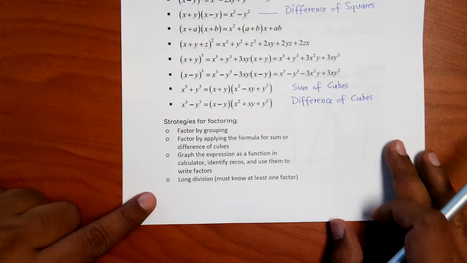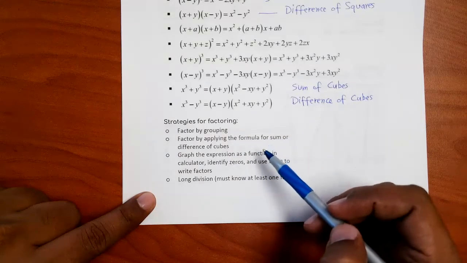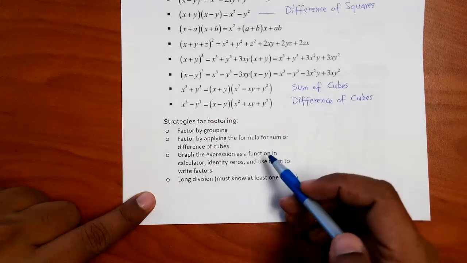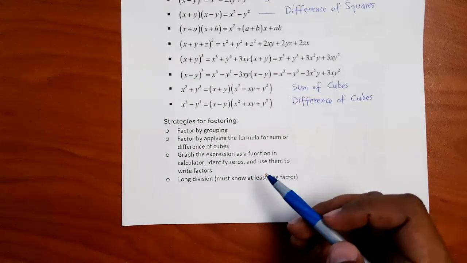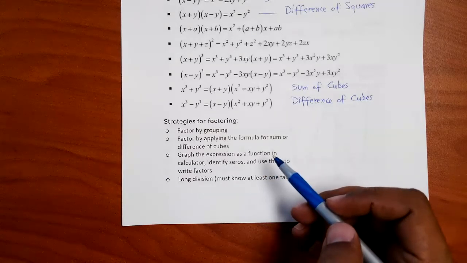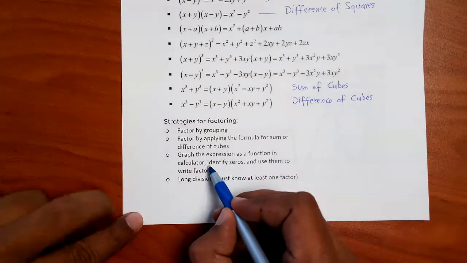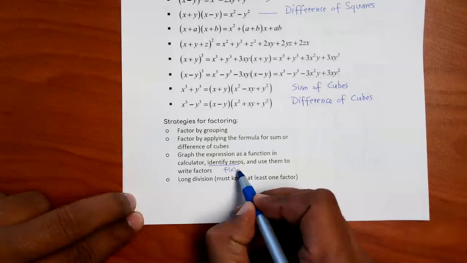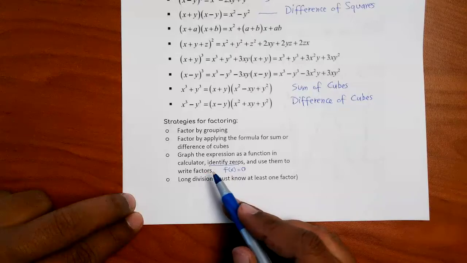Another way of factoring is through application of these formulas: sum of cubes, difference of cubes, or difference of squares. Using any of these polynomial identities, you can factor an expression. You can also graph an expression. If you have a polynomial of higher degree, 3 or 4 or even more, and you cannot directly see how to change it into factored form, you can just graph it. Once you see the graph, you can identify zeros. Zeros are the values of x for which your function is 0. Those values you can use to write down the factors.